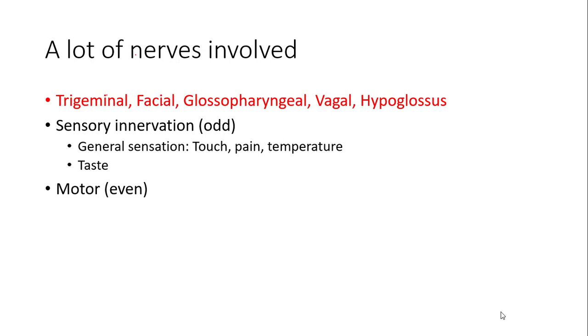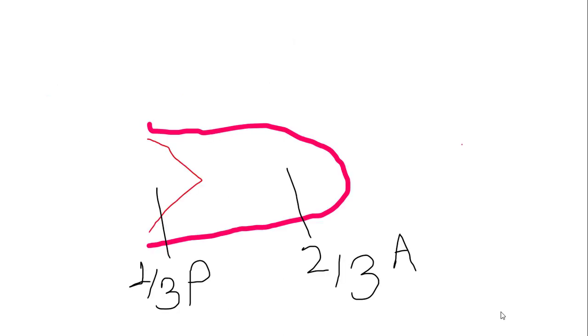But I found a way to recall or memorize it in a pretty easy way. All you need to remember is that the sensory innervation is by some cranial nerve that is odd numbered, and the motor innervation is only by one cranial nerve, so it is evenly distributed throughout the tongue. And luckily, the motor innervation is by an even numbered cranial nerve. So what is that nerve? We'll find that out. First, let's talk about the general anatomy of the tongue.